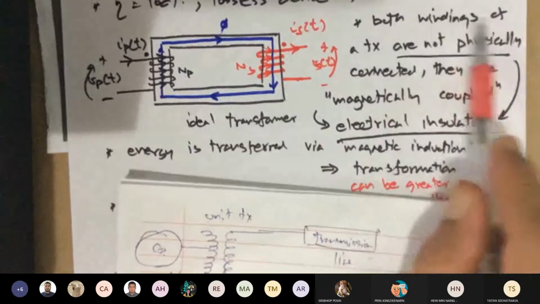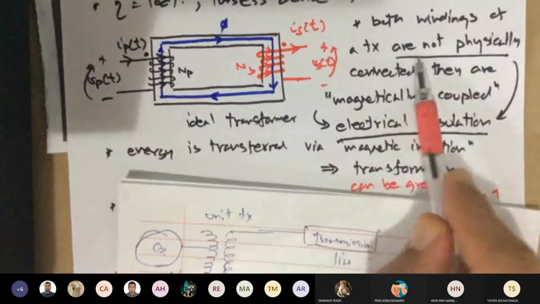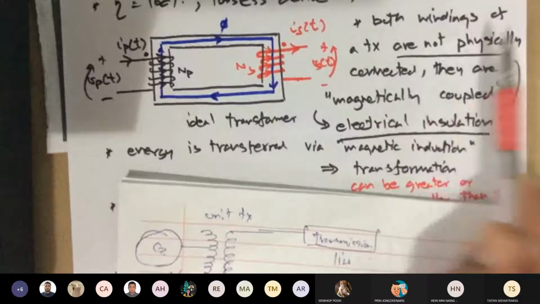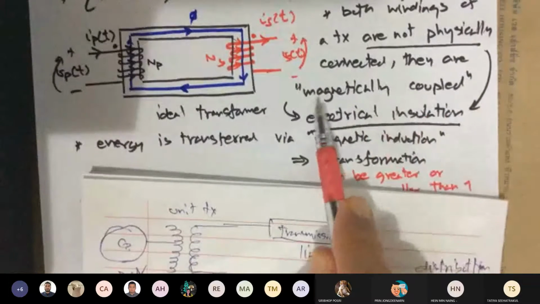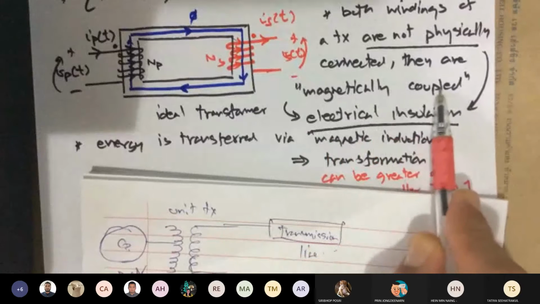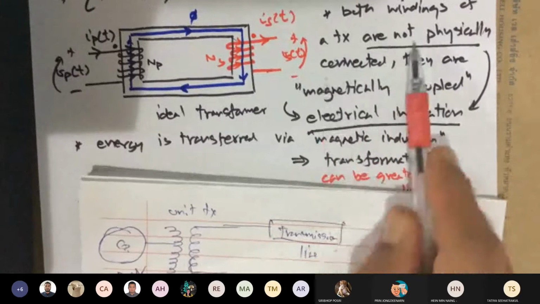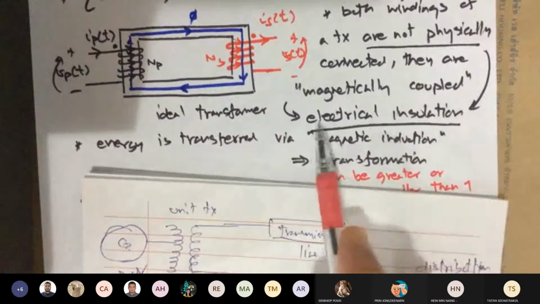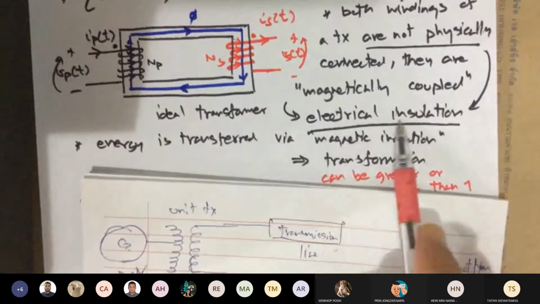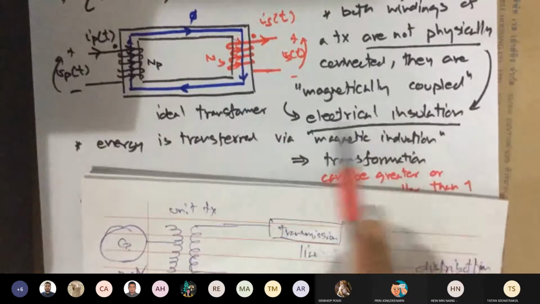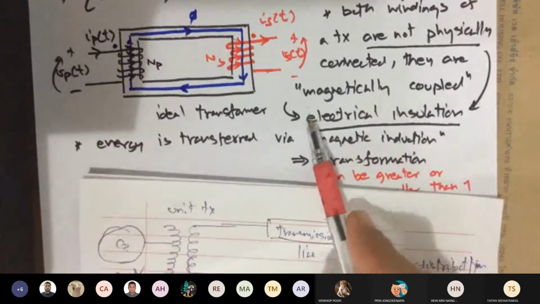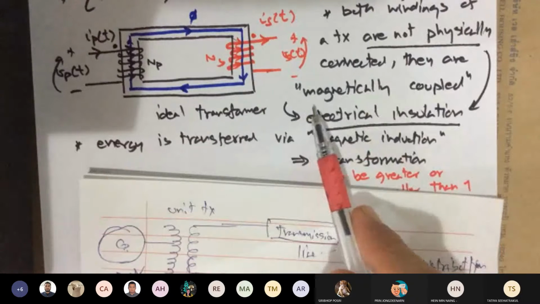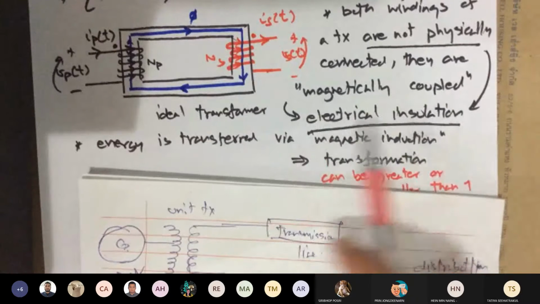Both windings of a transformer are not physically connected. I mentioned that. They are what we call magnetically coupled. If they are not connected, we have what we call electrical isolation. Why is electrical isolation a good thing? There are positive and negative points to that.